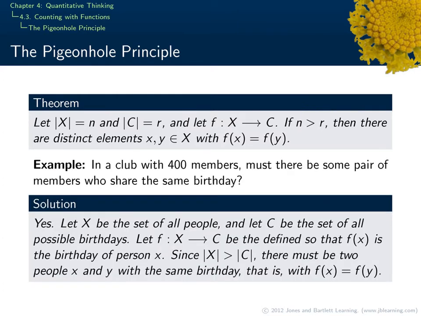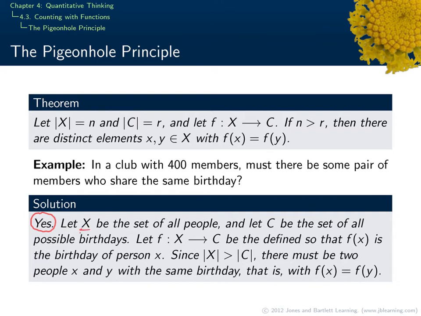So here's an example of how one might use the pigeonhole principle. It's a classic example. Let's suppose we have a club with 400 members. Must there be some pair of members who share the same birthday? It doesn't necessarily mean birth year, but same day of the year that they're born. And the pigeonhole principle can help us see that the answer is yes, right? So how do we do that?